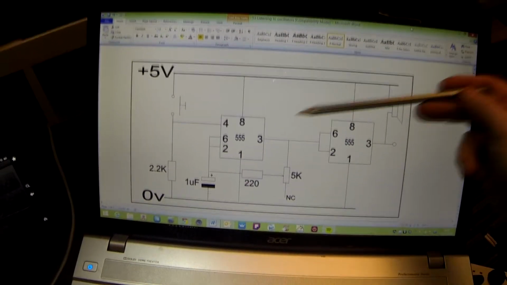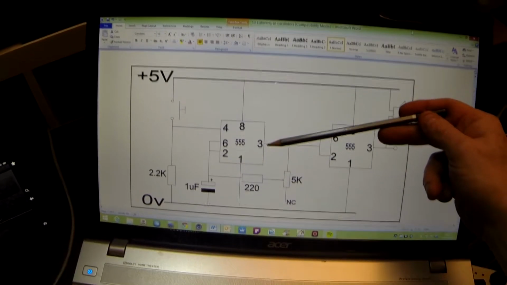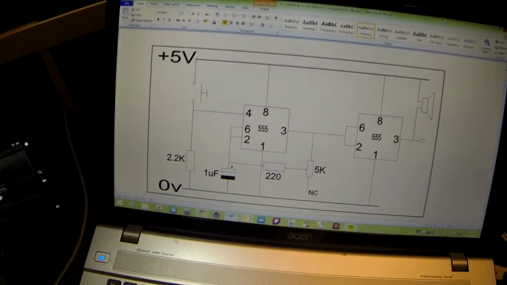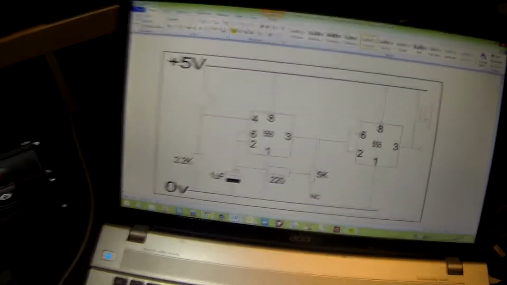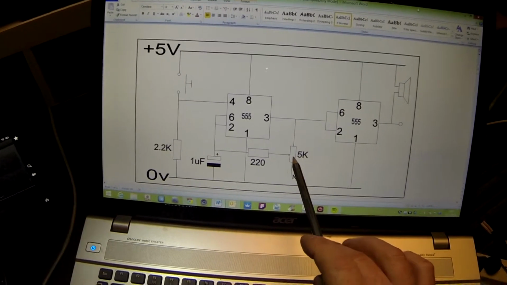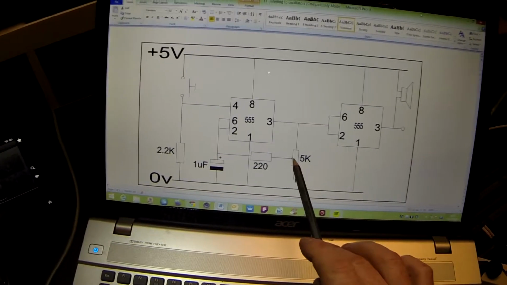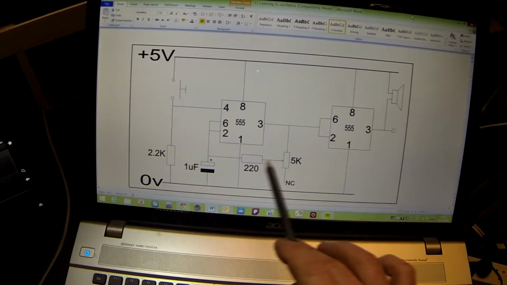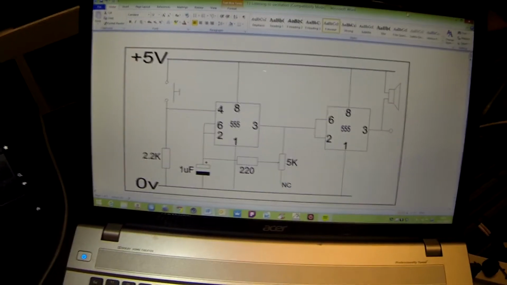If we connected the loudspeaker directly to this pin 3, the output of the oscillator, probably it would be extremely quiet if we could hear it at all. And we can change the frequency of the oscillator by using a variable resistor here. So this variable resistor is in series with this 220 ohm one. So let's have a look at how that circuit works.